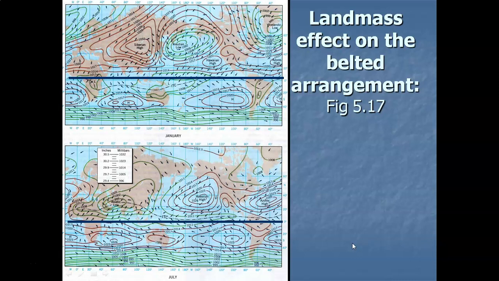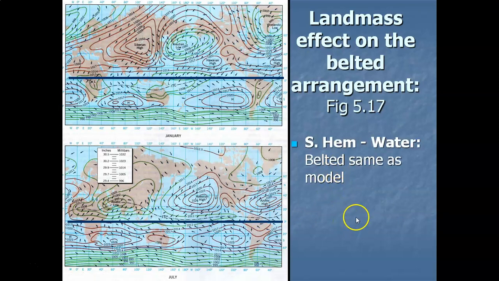So what we're looking at here is the actual situation of high and low pressure systems in January. So it's in the northern hemisphere, it would be winter in the northern hemisphere. And then we've got a July map, all right, of the actual pressure systems that you would find in July. And again, it's summer in the northern hemisphere.